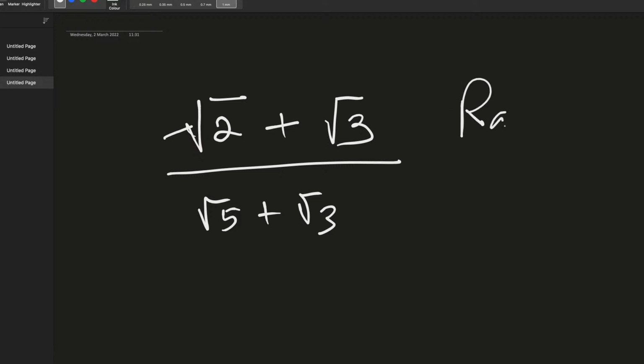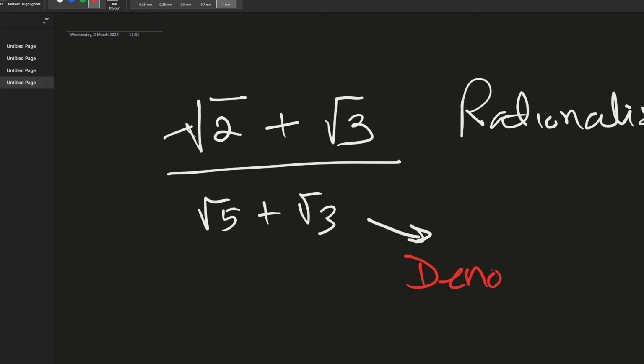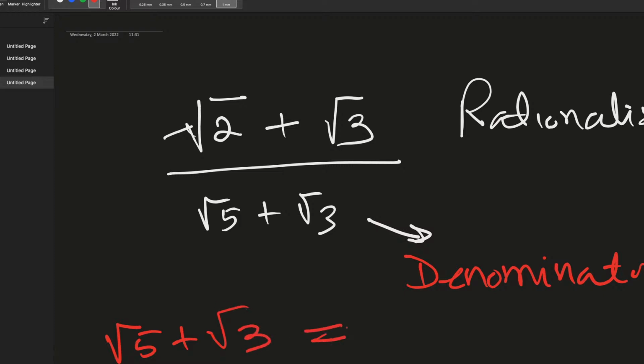We have to rationalize. So how do you go about it? As you know, first and foremost, we have to look at the denominator. Okay, we look at the denominator. So, denominator root 5 plus root 3, we are going to multiply both the top and the bottom by its negation, which is root 5 minus root 3. Friends, that's what we're going to multiply with it.